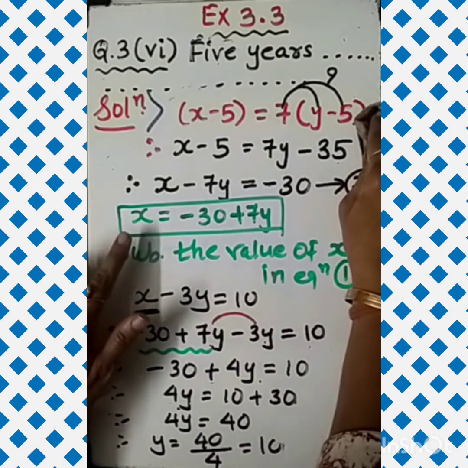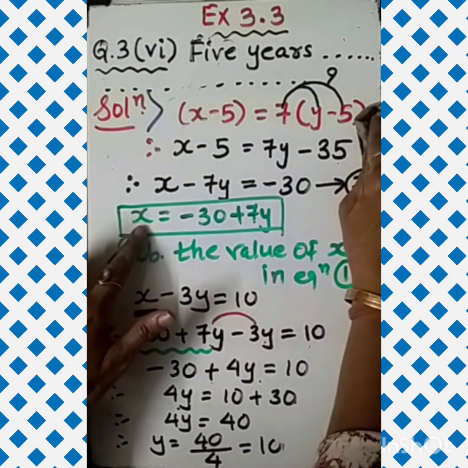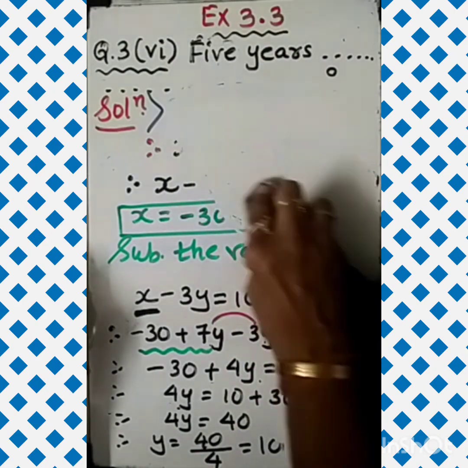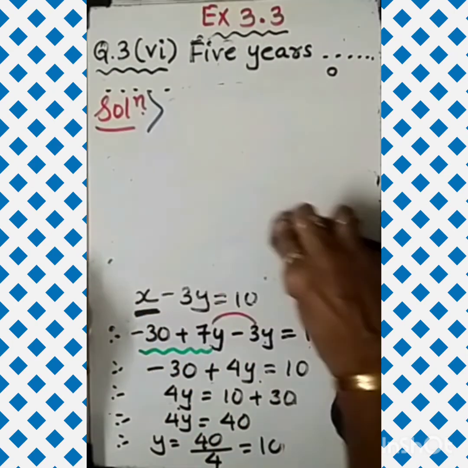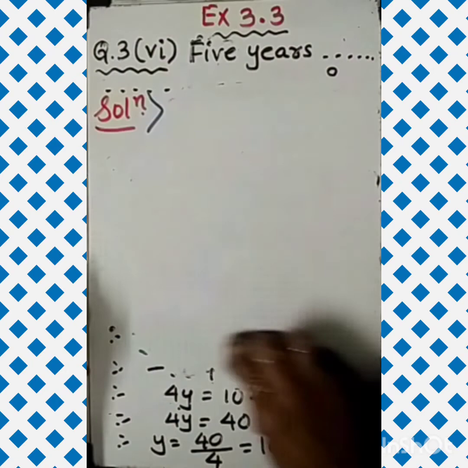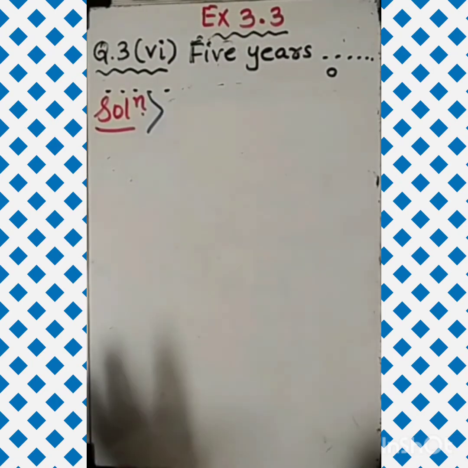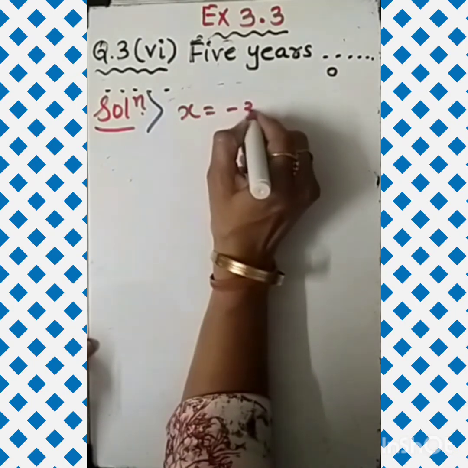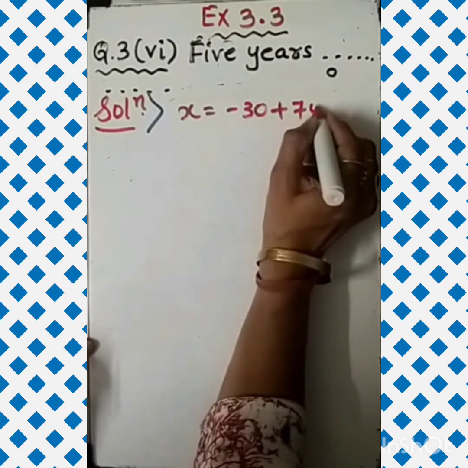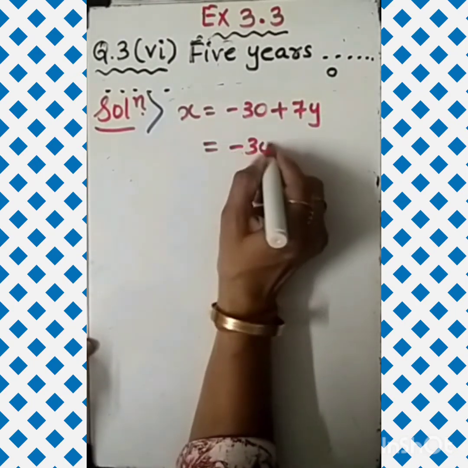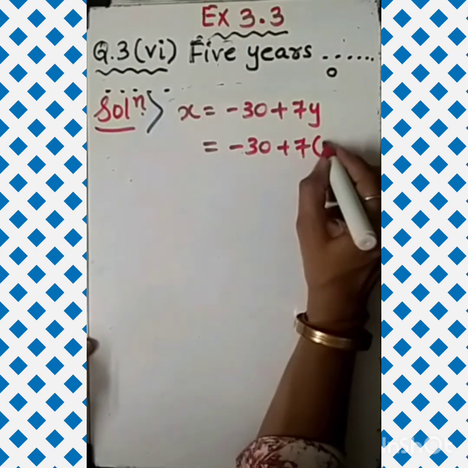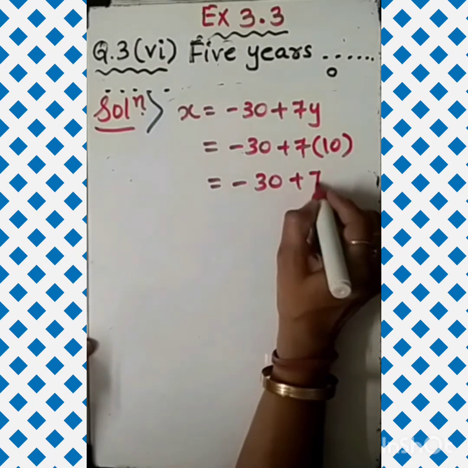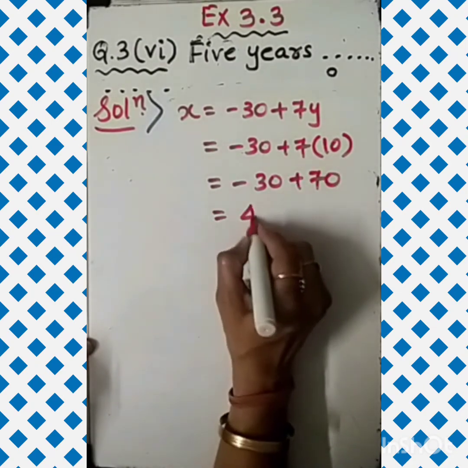Now in this equation I am going to put the value of y. X equal to minus 30 plus 7y. In this equation I am going to put the value of y, that is 10. So minus 30 plus 70 will become 40 years.